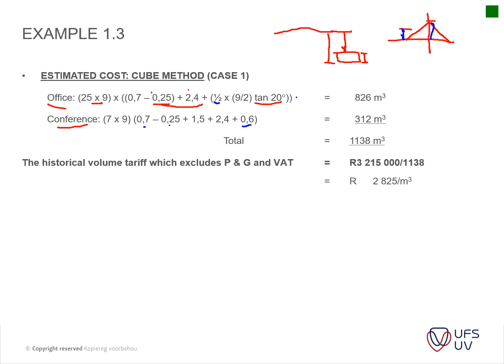And then you've got your 1.5 meters, and then you have your 2.4 of your normal ceiling height of your building, and then you add your 0.6 to that. Okay, so that is how you calculate your volume for the conference center. And then your volume for your office building. Okay, so you can see there are a few more calculations involved.